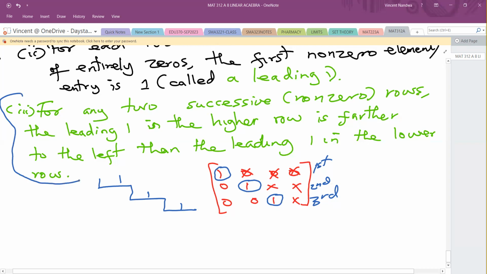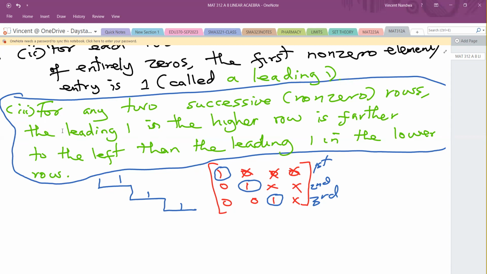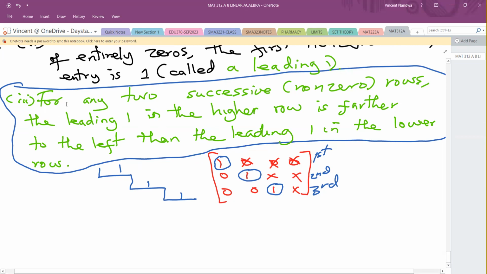The same statement can be paraphrased differently and say the leading one in the lower row is to the right of the leading one in the upper row. It will have the same meaning. Now, before I give an example for you to classify, and then we'll stop, let me give one more definition.